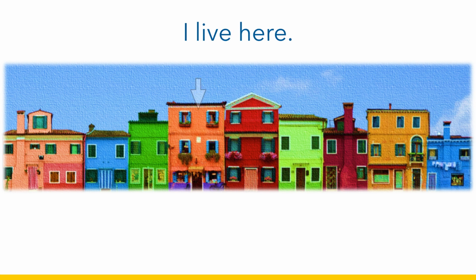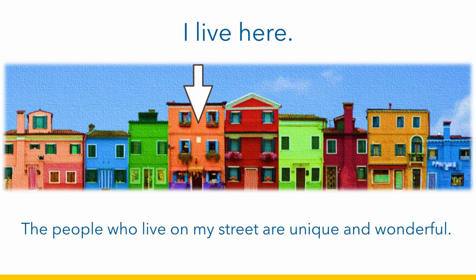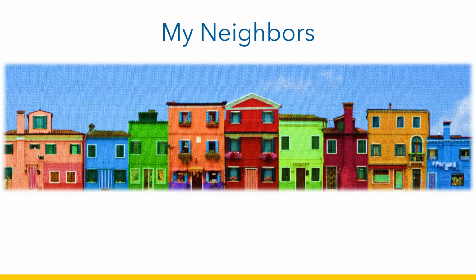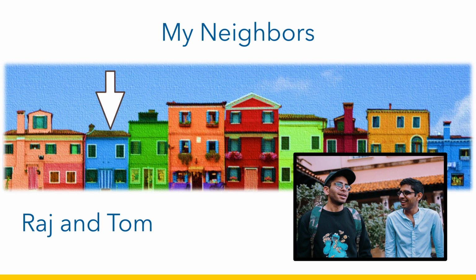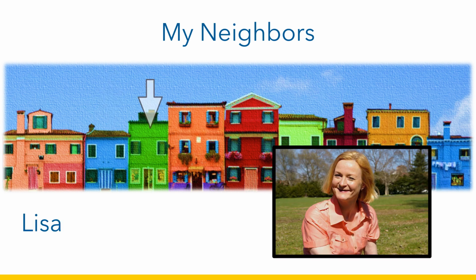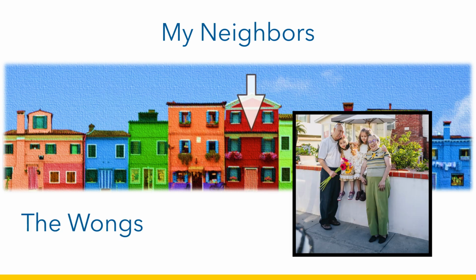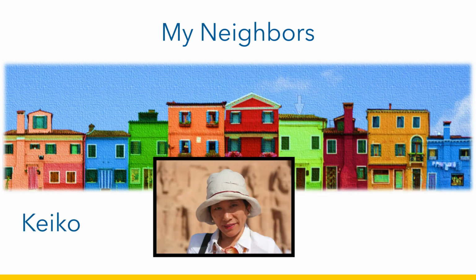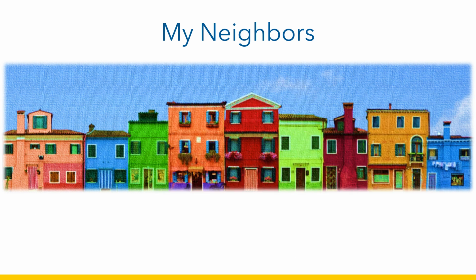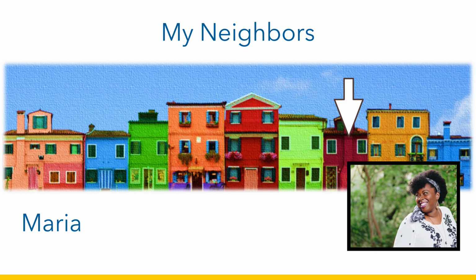This is my street. I live here in this beautiful orange house. The people who live in my street are unique and wonderful. They're my neighbors. There's Raj and Tom, Lisa, the Wongs, Keiko, and Maria. You read a lot about my neighbors.